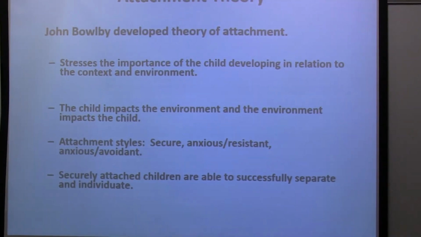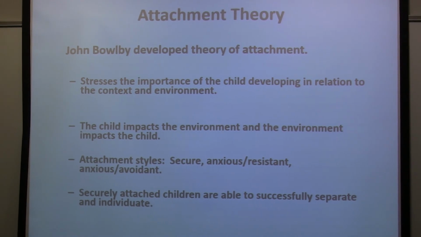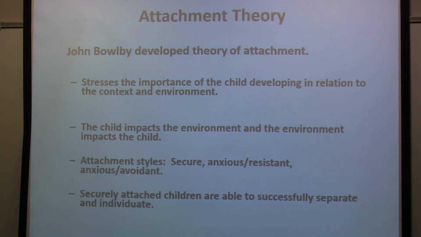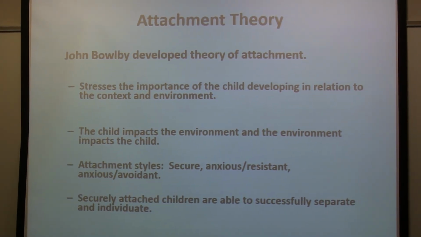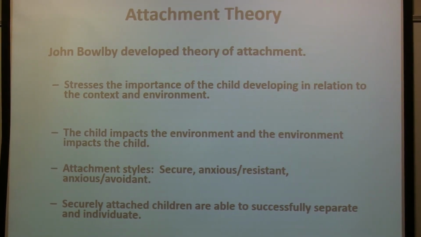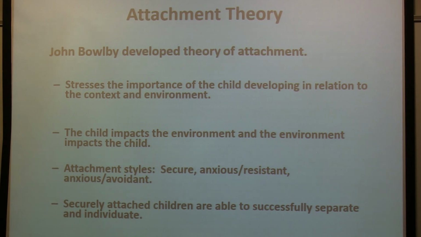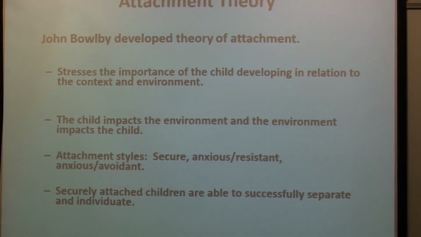And now let's talk about attachment theory. John Bowlby developed the theory of attachment. What this theory really stresses is the importance of the child developing in relationship to the context and the environment. The child impacts the environment, and the environment impacts the child. So what is that very similar to? In social work, we talk about person and environment. Bowlby recognized how important the environment was, and that it had an impact on the child and vice versa. So we know that fluid, dynamic exchange of energy was really recognized by John Bowlby early on. And he talked about 4 different attachment styles: secure, anxious-resistant, anxious-avoidant. So what you can do is review some of those.